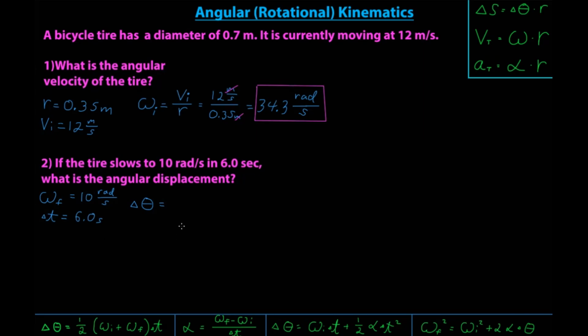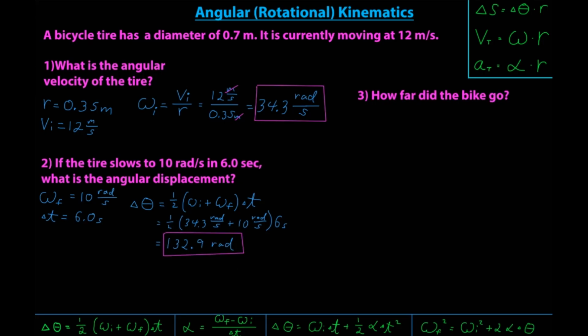Now it's just a game of which equation can we use? I have omega initial, I have omega final, I have time, which pretty clearly speaks to this one right here. 1/2 omega initial plus omega final times time, 34.3 radians per second plus 10 radians a second times 6 seconds gives us 132.9 radians.